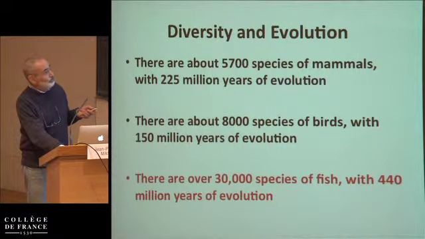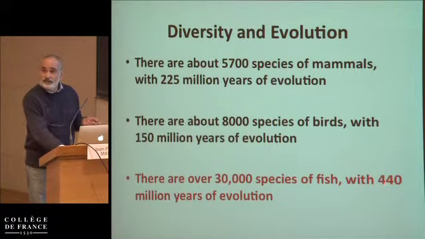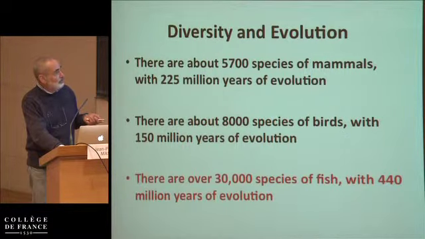Birds have an even shorter evolution, though most species. There's 30,000 species of fish with nearly 500 million years of evolution. So it just stands to reason that, first of all, there'd be a lot of interesting things to find there, and also many, many important lessons to learn.